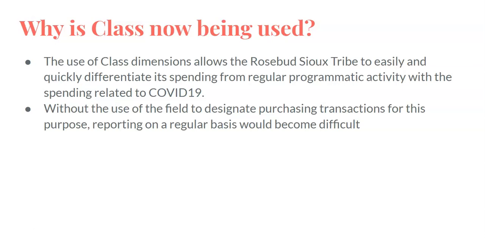The benefit of using the class field, besides being able to flag it in advance, is since this is a relatively new implementation, you can look backwards and identify spending that was related to COVID-19 and ask the program monitor to reclassify that activity to add the class dimension. So your past spending will show up on reports.